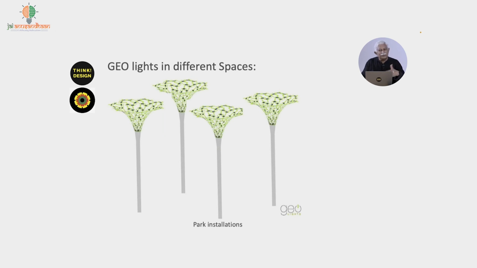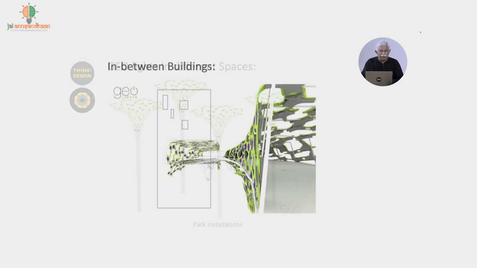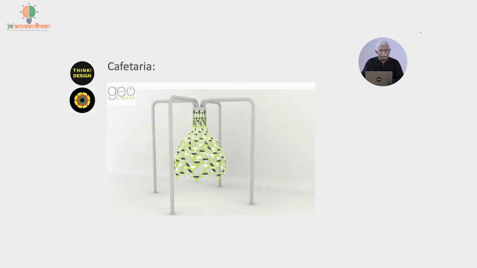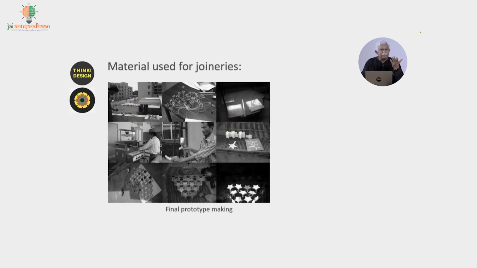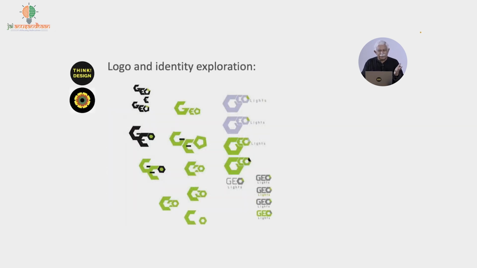Okay, and of course you can put it as tree installations. You can extend it on a long pole and it can give light to it. Okay, or you can put it in between building to create a wonderful space with light. Yeah, it could be part of the cafeteria to provide light. Yeah, it can be part of the street lamps, and you can see the beautiful street lamps, which combine, and you can use many different materials to make these combinations. So the joineries could be using different materials. Okay, so that's an exploration.